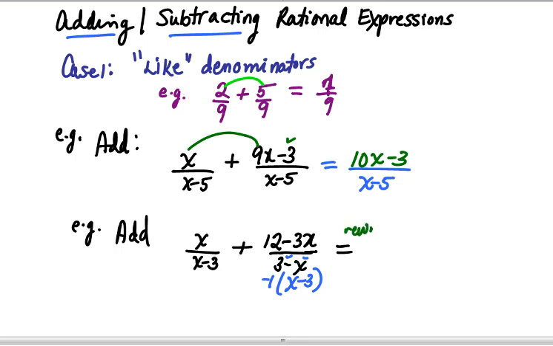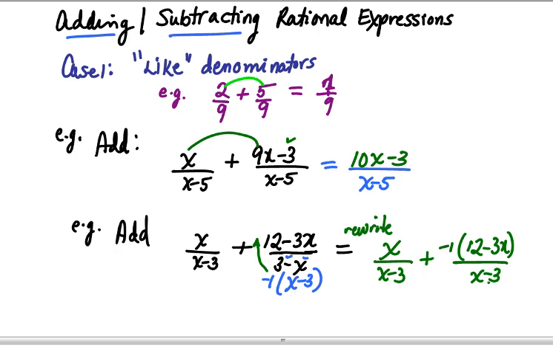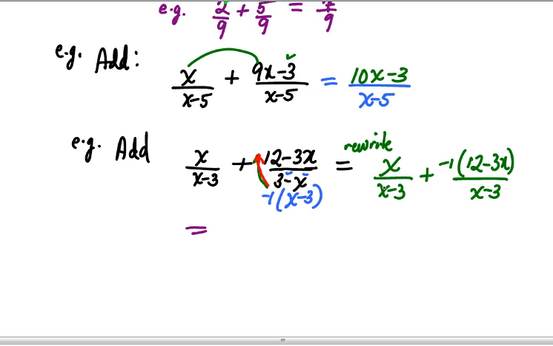Now I'm going to do a rewrite. So I'm going to rewrite this as x over x minus 3 plus, and now I'm going to take that negative 1 and put it up above 12 minus 3x and over x minus 3. I just took this negative and put it above. Now I have the problem x over x minus 3, and then I'm adding to it. I'm going to distribute the negative 1 through. Negative 12, negative times a negative, plus 3x over x minus 3.